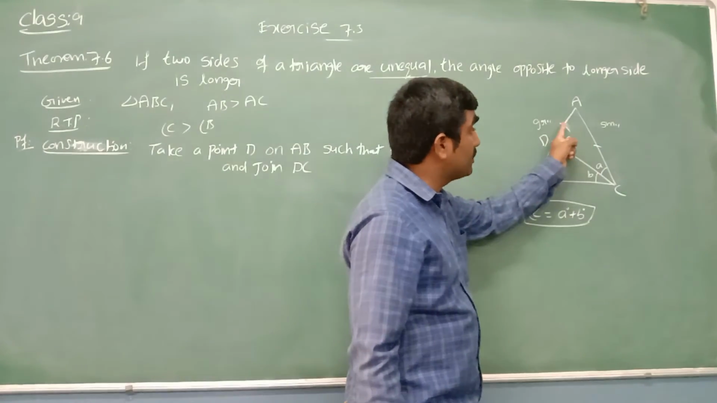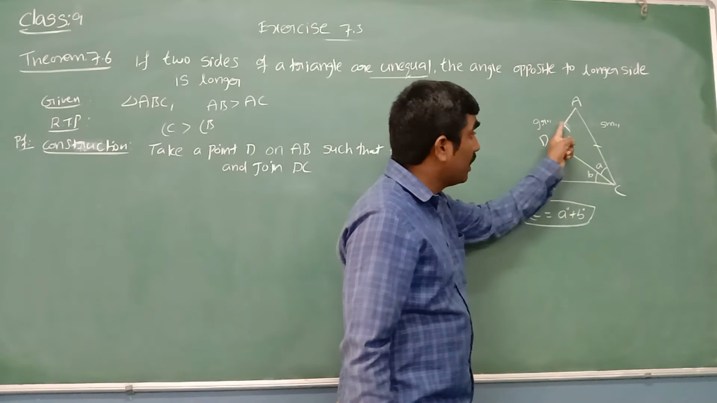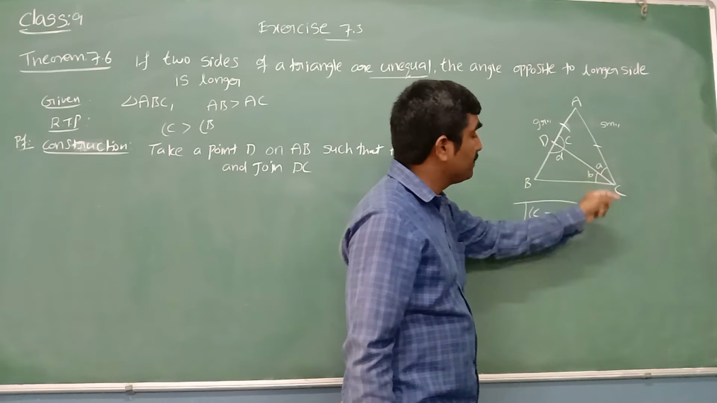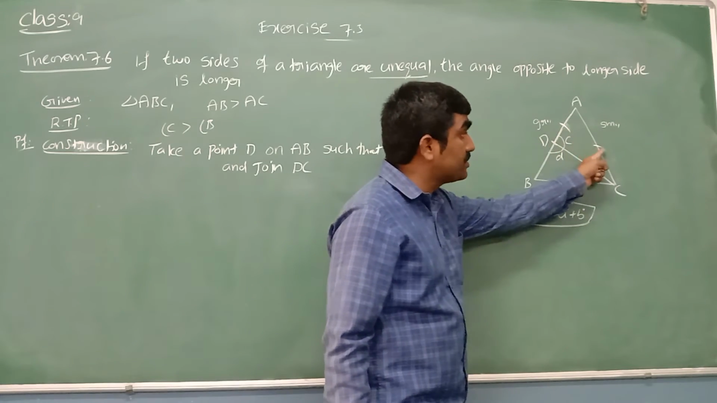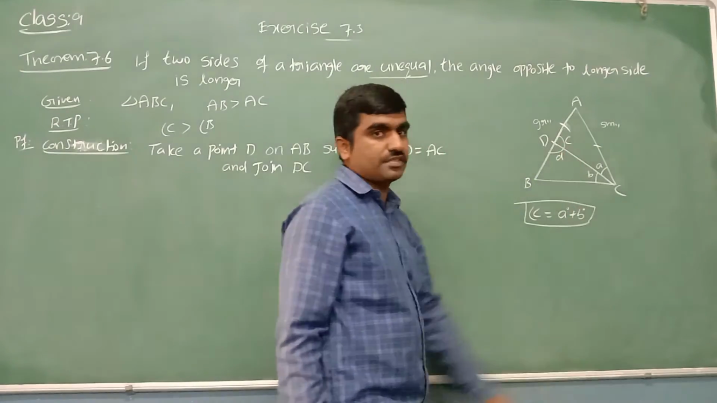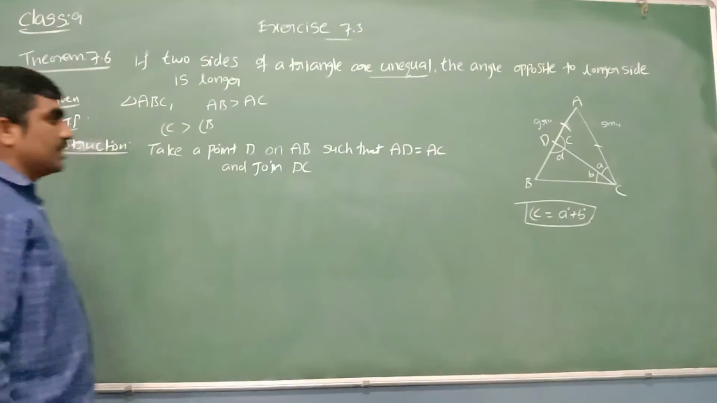Two sides are equal, so their opposite angles are equal. Opposite of AD is angle A, opposite of AC is angle C. We can write A is equal to C. They are opposite to equal sides, so they are equal to each other.